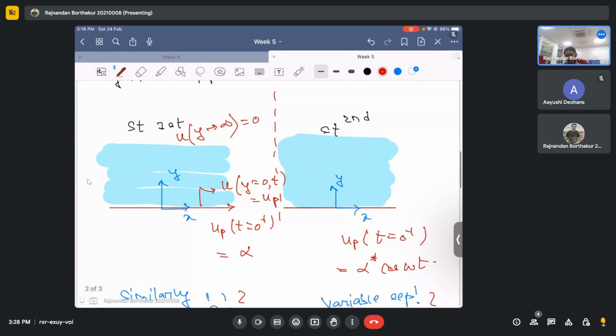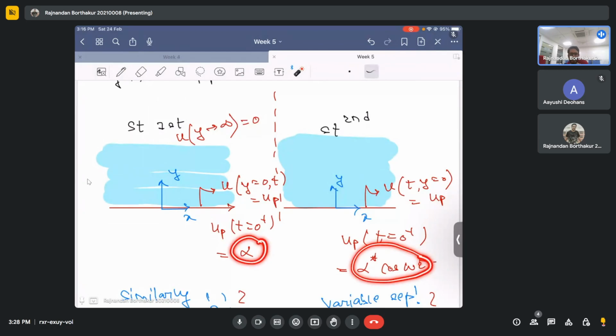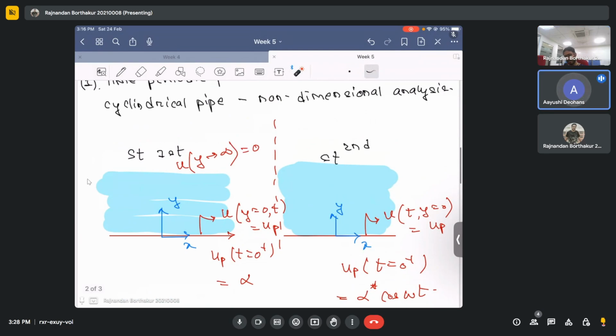Now let's look at the second problem. So what's the boundary condition here? The boundary condition is the same, right? So the fluid velocity at all times when y becomes equal to 0 is basically what? It's just up, right? Only the form of up is different. Earlier up was just alpha. This time it is just alpha star times cos omega t. Right? It's periodic.